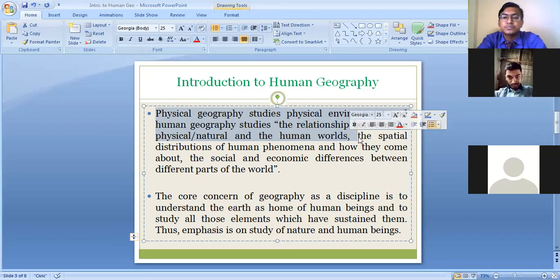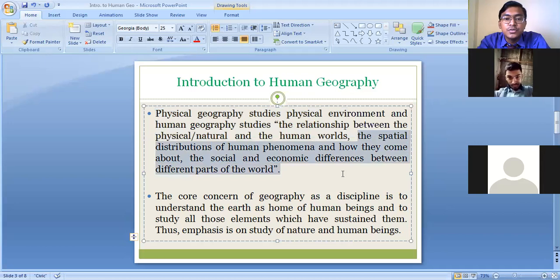Here you see that the spatial distributions of human phenomena and how they come about, and the social and economic differences between different parts of the world, can be studied through human geography. The distribution of different human phenomena, like growth in population, economic activities, development in transport and communication, industrialization, mining and quarrying, any phenomena related to human beings, can be studied through human geography.